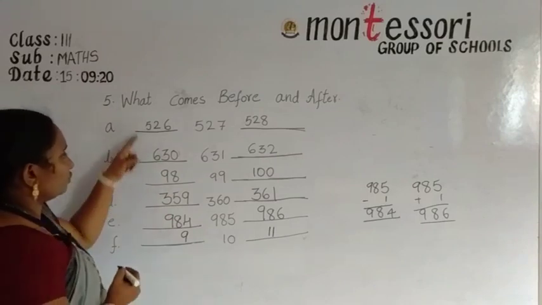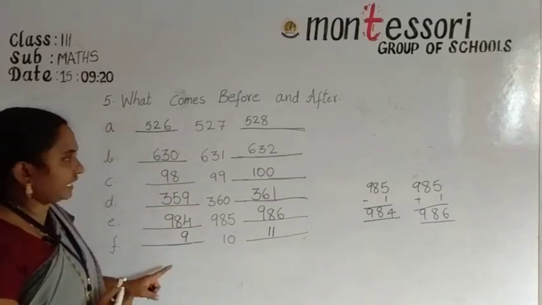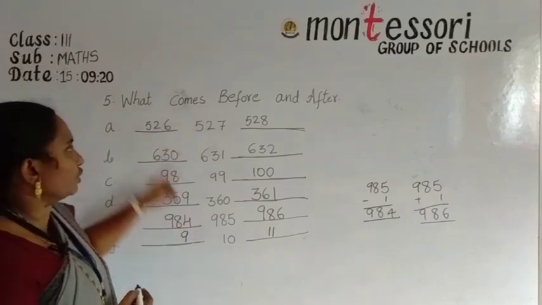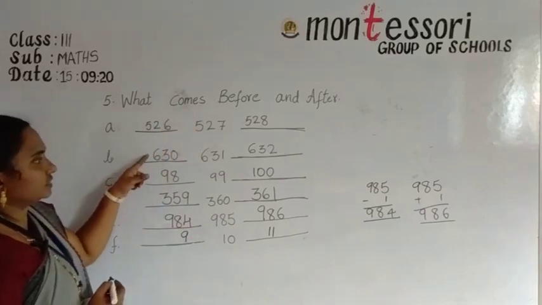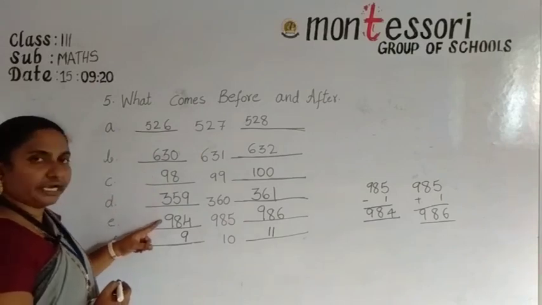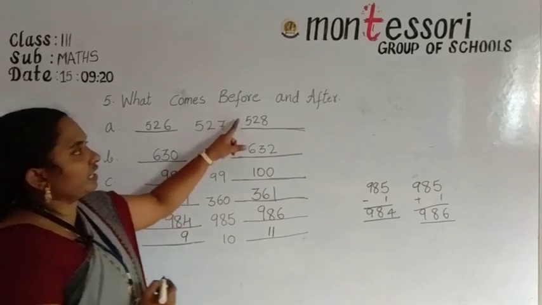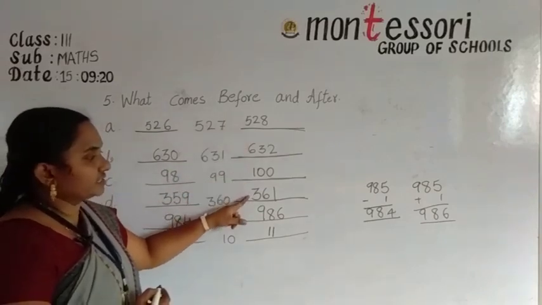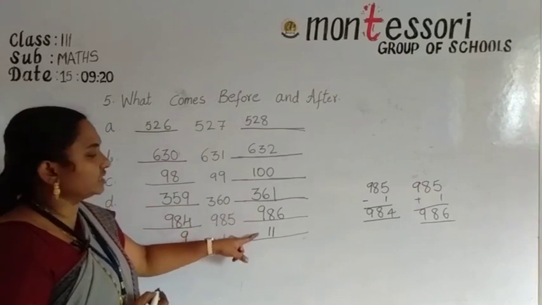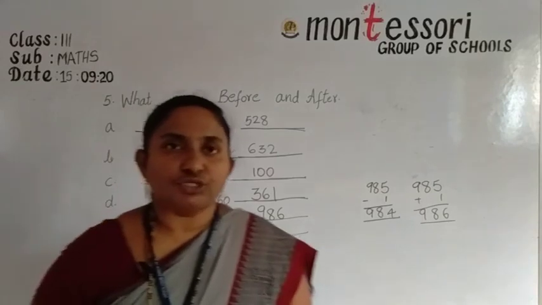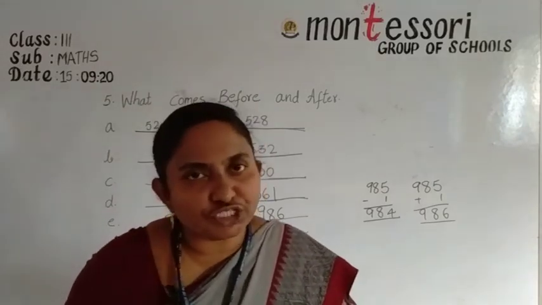All of you note down these answers in your textbook. Already these numbers are given in your textbook. You can note down 526, 630, 98, 359, 984, 9. Again here 528, 632, 100, 361, 986, 11. These are the numbers you can note down in your textbook. So the textbook work is finished now.